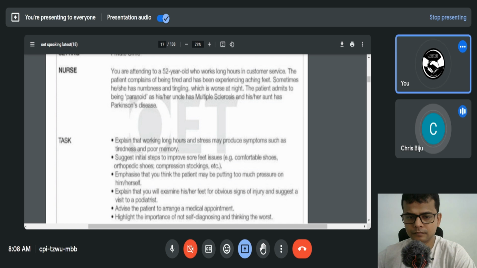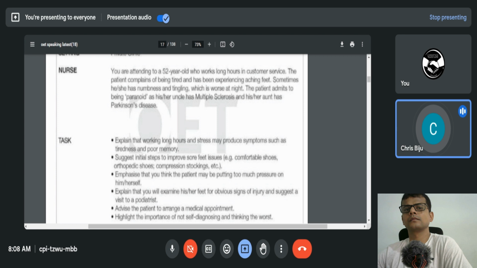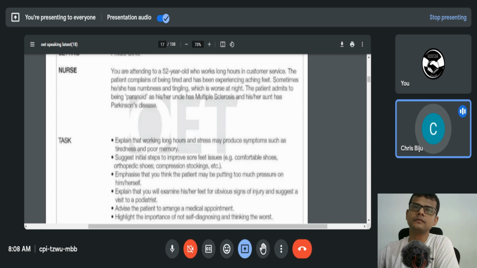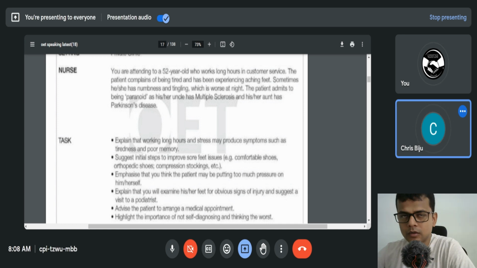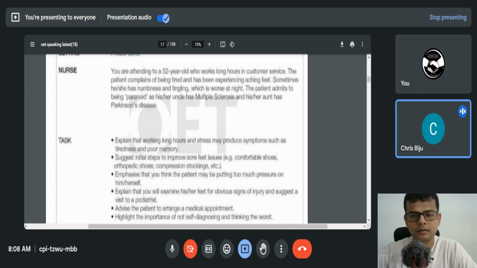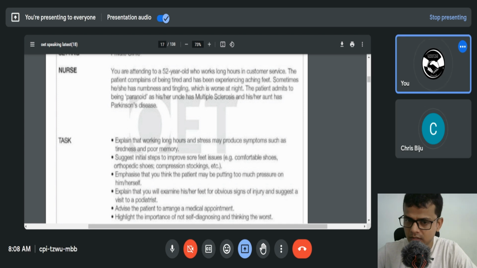Continue. But I can also tell you that the excessive pain and tingling sensation you are experiencing on your feet may be because you are putting too much pressure on yourself. It could be because of that, it's a possibility. If you're certain, you can say it is because of this, or it could be, or possibly.